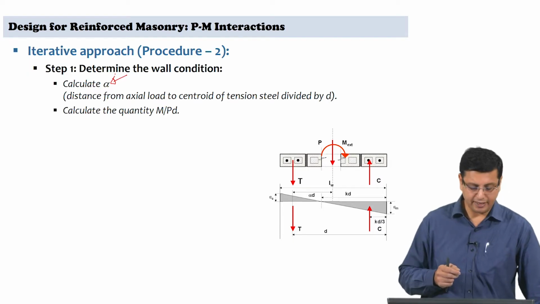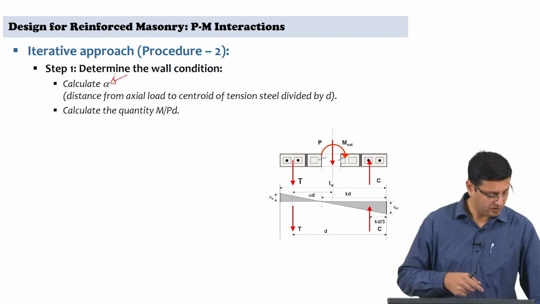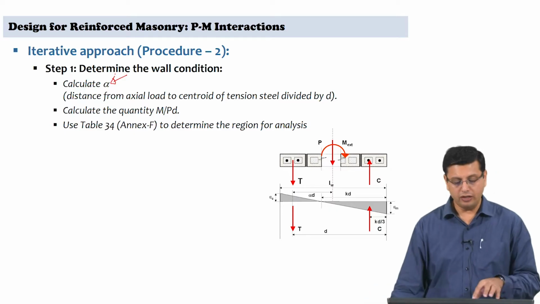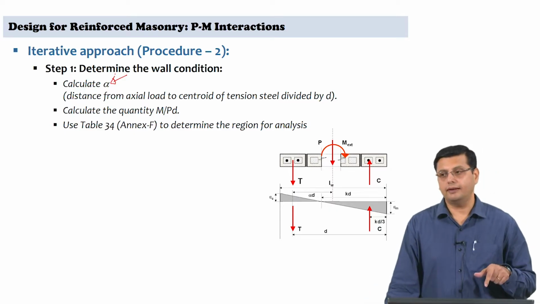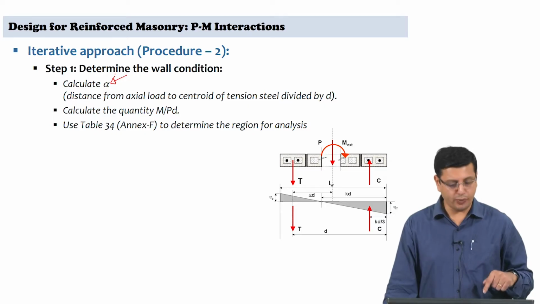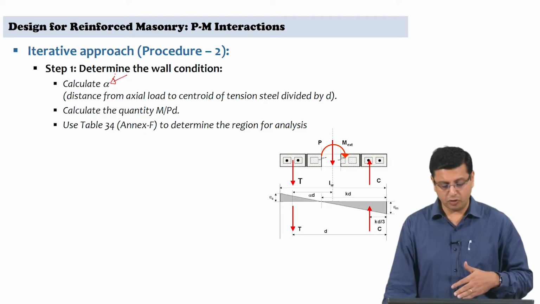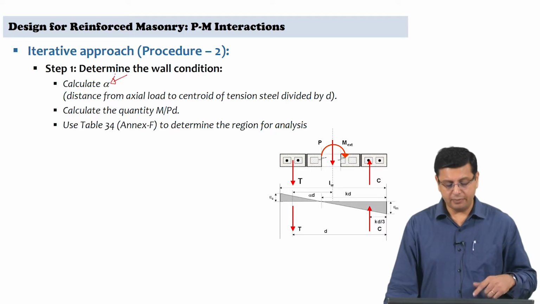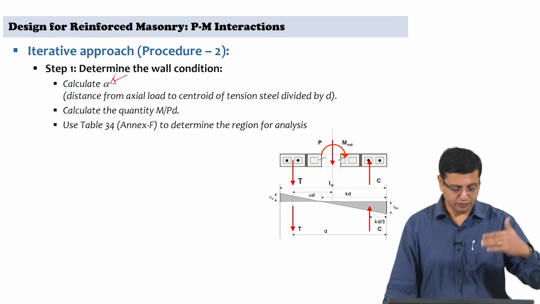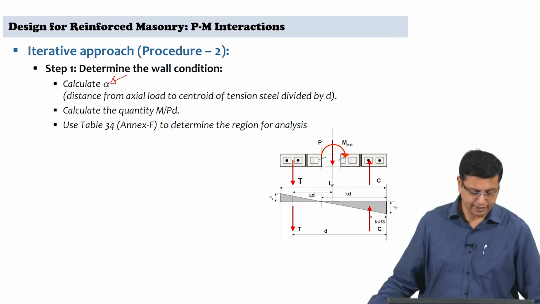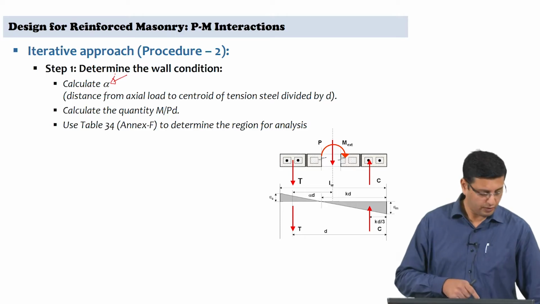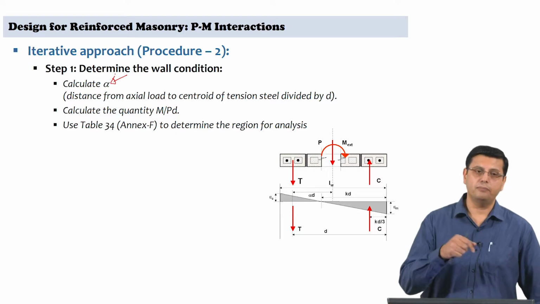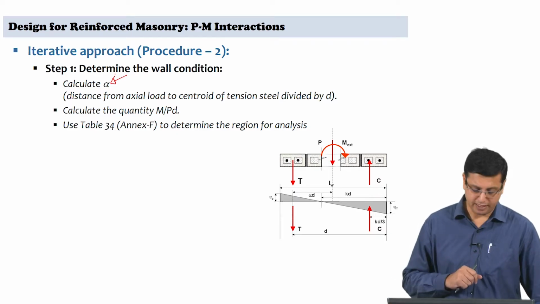So once you estimate alpha, you can estimate the quantity M by Pd and see in which region you would fall. I am making reference to NBC, the National Building Code. That is where you would find this procedure that we are talking about, and the first procedure that we talked about, and the table of the 3 regions that you have seen in the previous slide. You can find that in table 34. So once you estimate alpha and M by Pd, you can check in which region you fall, and based on that use the expression for the maximum moment.